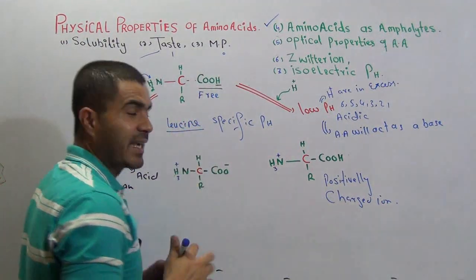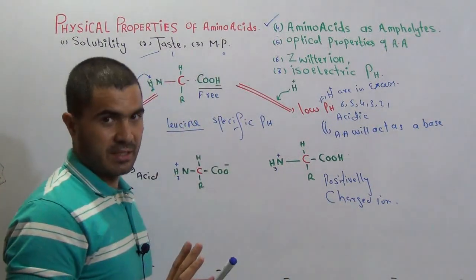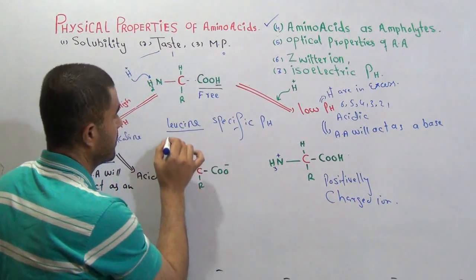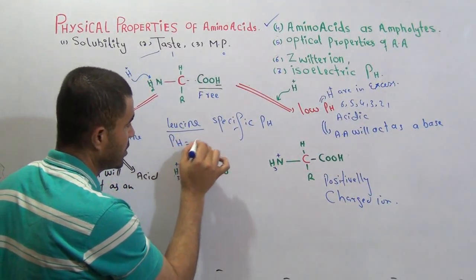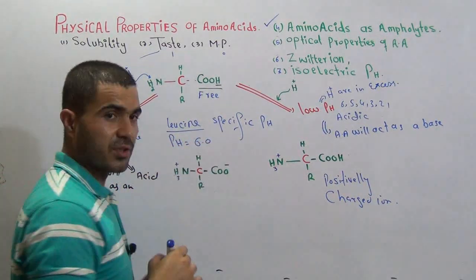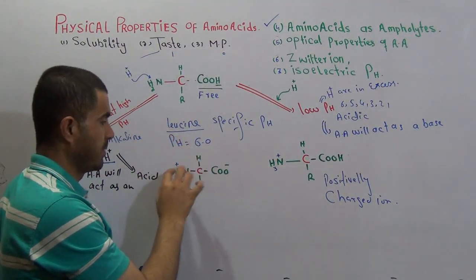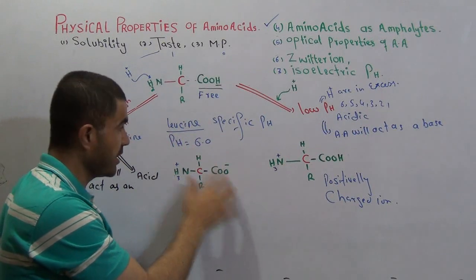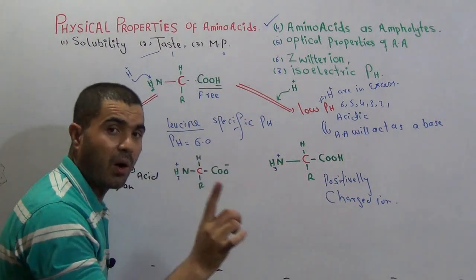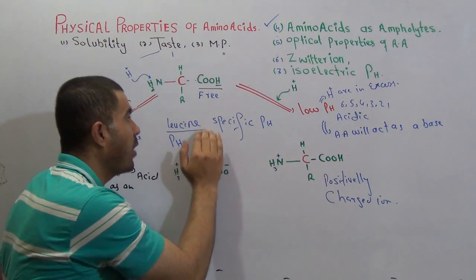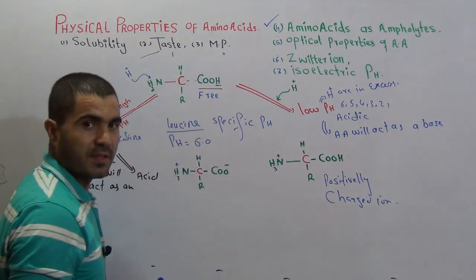Leucine can get both positive as well as negative charge. Leucine can become a Zwitterion at pH equal to 6.0. This means leucine can acquire a positive as well as negative charge if the pH is 6.0. Now, what will happen to the leucine above this pH or below this pH?